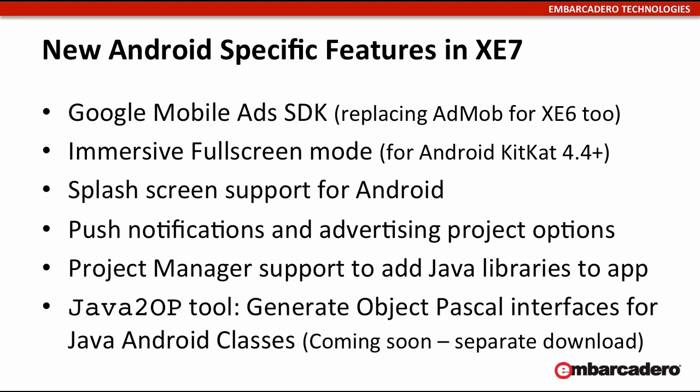And there's also a new tool called Java2OP, and it generates Object Pascal interfaces for your Android jar files. So if you have an Android Java jar file, you can just run the Java2OP tool, and it will generate the Object Pascal interfaces. Now, if you're doing C++, all you have to do is run these through the compiler, and the compiler will create C++ headers that you can program against, so you don't have to worry about the Object Pascal.